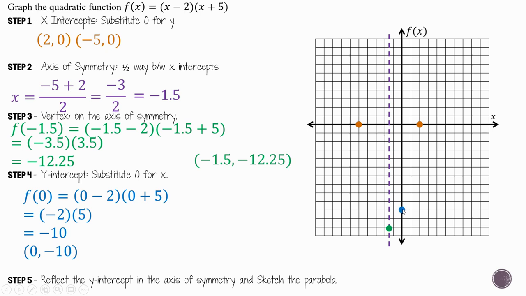And then we can reflect that across our axis of symmetry. So it is 1.5 units from our axis of symmetry. So 1.5 units on the other side and put the point. And then carefully connecting your points, make sure we put arrows on both sides of our parabola.